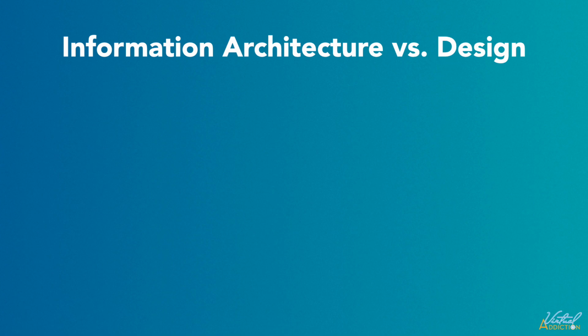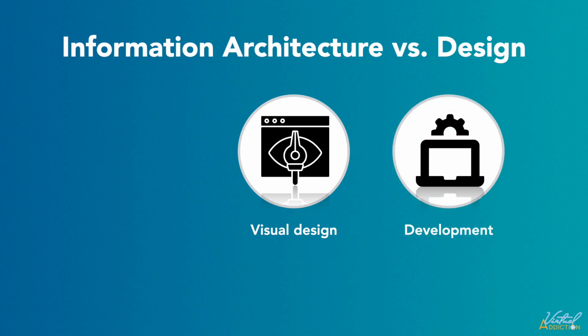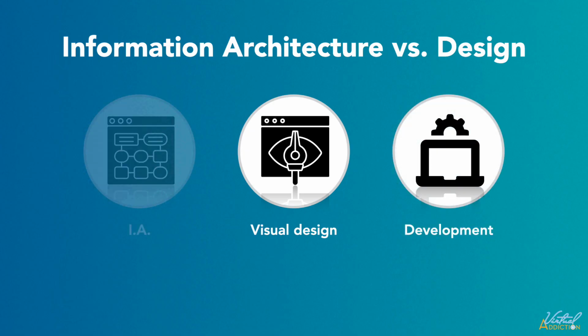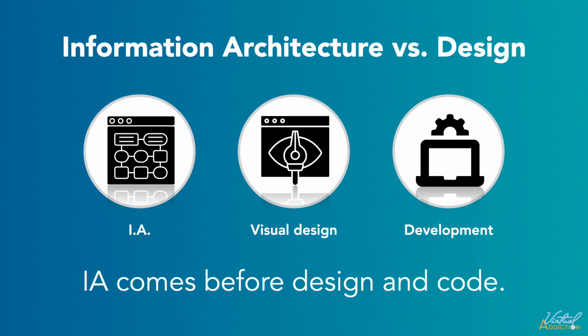Information architecture versus design. Design focuses on how things look. Development focuses on how things work. Information architecture focuses on what goes where and why. Information architecture is about structure, not visual style. It focuses on how the content is grouped, how pages relate to one another, and how information is prioritized. Information architecture comes before design and development.